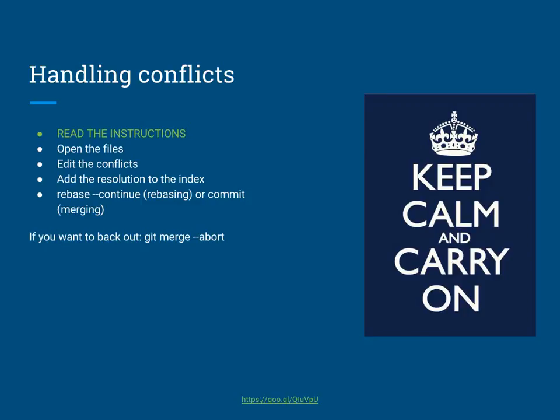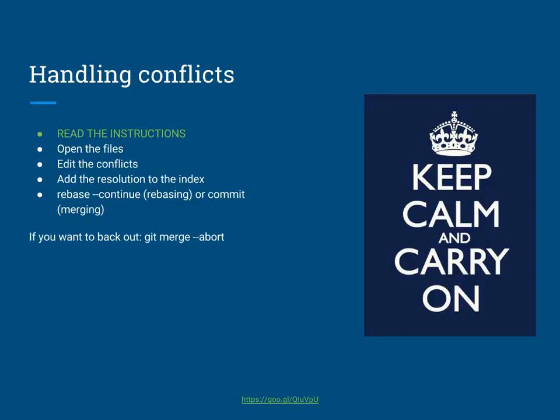When you merge things and there is a conflict, Git will print out a big block of text. The first thing you need to do is read the instructions. I know nobody ever reads the instructions, but in this case, please read the instructions. Git tells you what to do. It will tell you to open the files and edit the conflicts. So it says, I can't do this automatically, please have a look and fix it. Help me, help me. And then you add the resolution to the index, and then either you run rebase --continue if you are rebasing, or you commit the result, which creates the merge commit if you are merging.